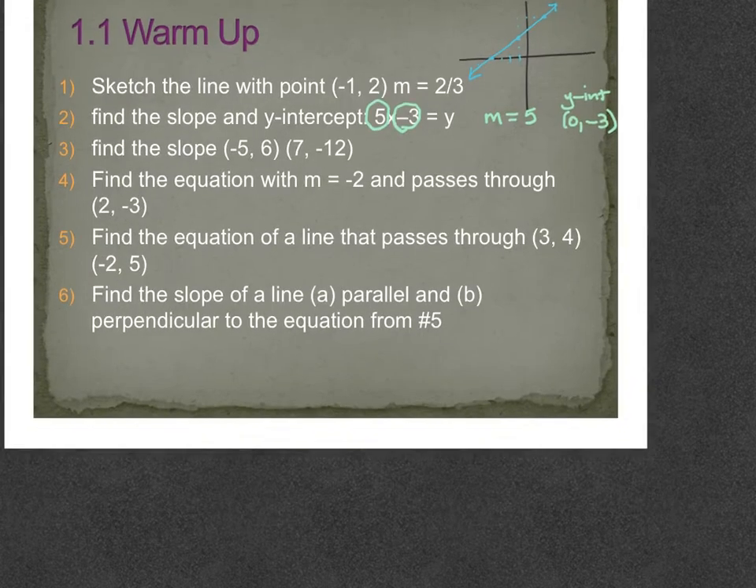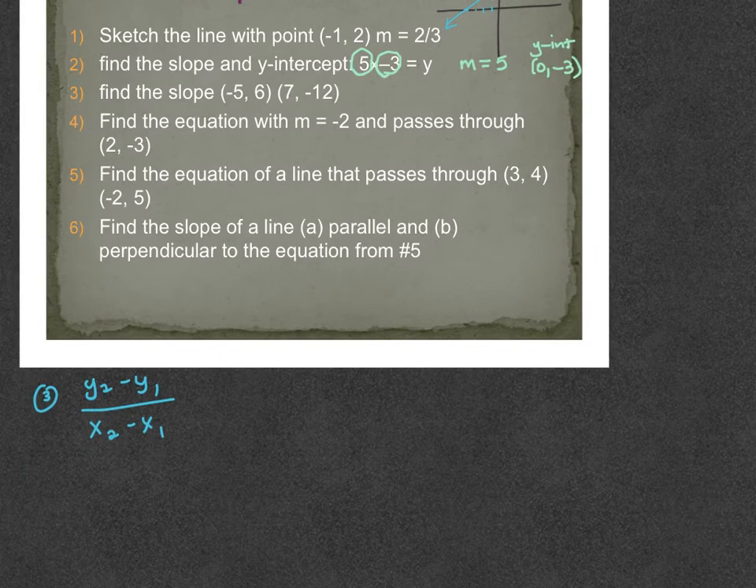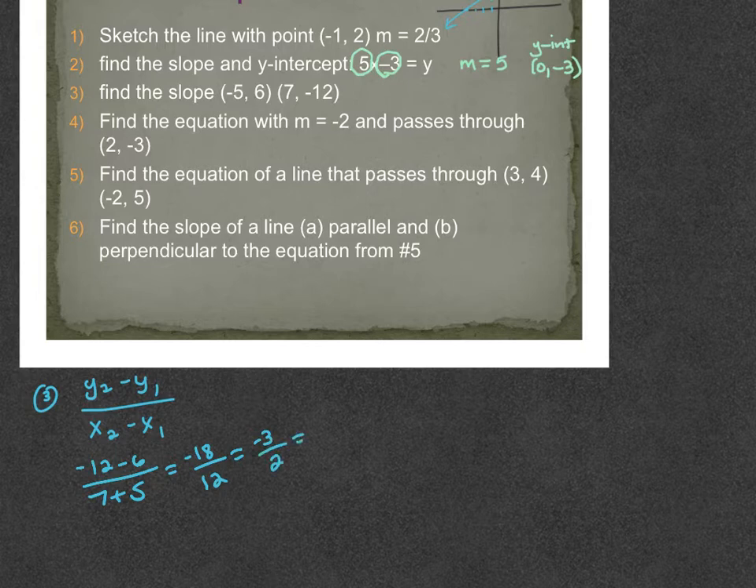Number 3, find the slope given the points. So this is one of the formulas that we used, y2 minus y1 over x2 minus x1. And we plug it in, so it's -12 minus 6, and 7 minus -5 becomes 7 plus 5. -18 over 12. Oops, 3 goes into both of those. Nope, 6 goes into both of those. -3/2. Questions on that one?